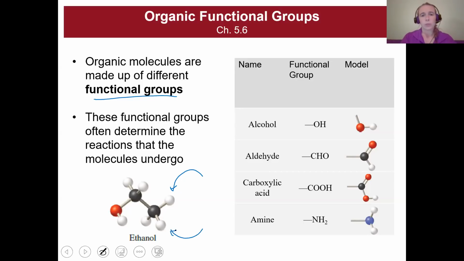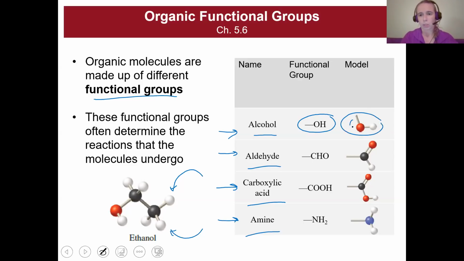Anywho, there's 4 different functional groups that your textbook decided to tell you about, and those are alcohol, aldehyde, carboxylic acid, and amine. There are more functional groups, but you don't need to know those. So an alcohol is an OH bond at the end of the molecule. So our oxygen is the red atom here, and hydrogen is the white atom or the white ball in our model. An aldehyde, on the other hand, is a CHO functional group.